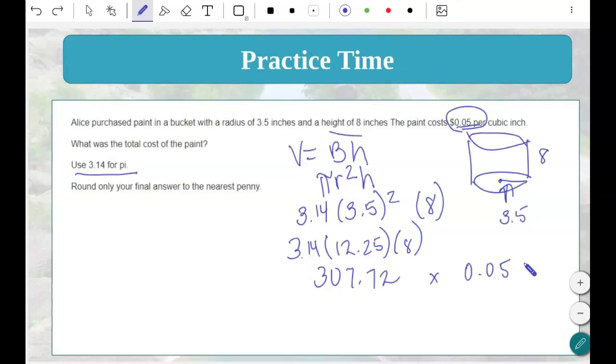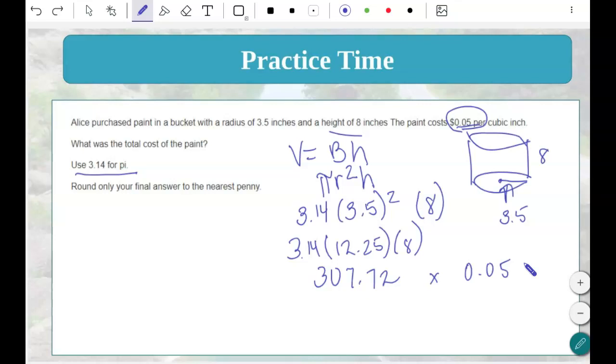307.70. That's not right. Hold on. Something is not right working out here. Okay, so let me retype it. Hopefully your calculator is working better than mine. 307.72 times 0.05. There we go. Now always check your display. Oh, I know what I did. I added. I see it now. It says plus. You need to multiply, Miss Horton.